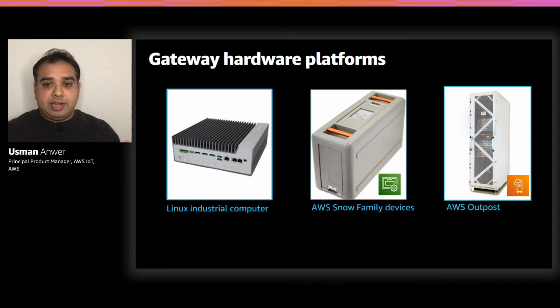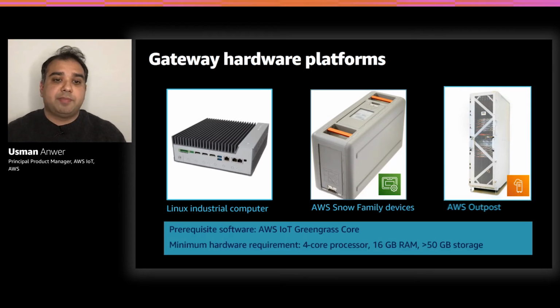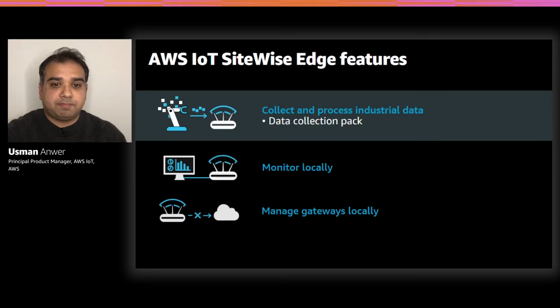You can start with a Linux industrial computer or a Snow family device such as a Snowball Edge, going all the way to an AWS Outpost instance for your largest workloads. SiteWise Edge runs on Greengrass. So technically, you can use any Greengrass device to run SiteWise Edge. However, we recommend you choose at least an industrial computer with a 4-core processor and 16 GB RAM with 256 GB of storage.